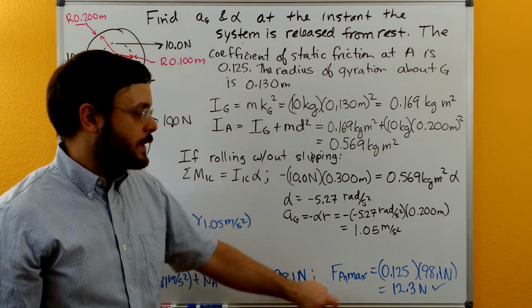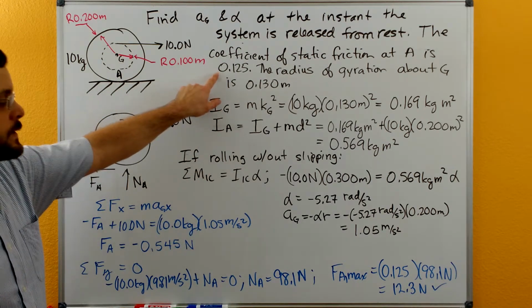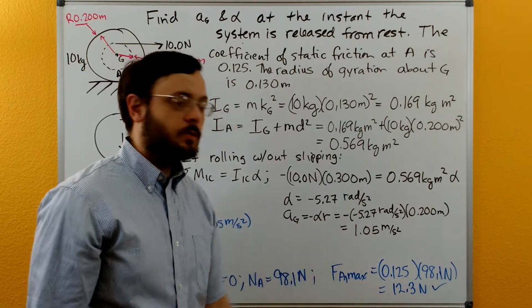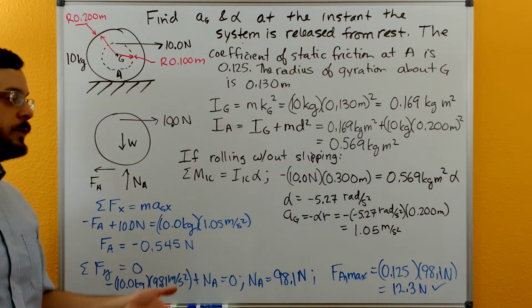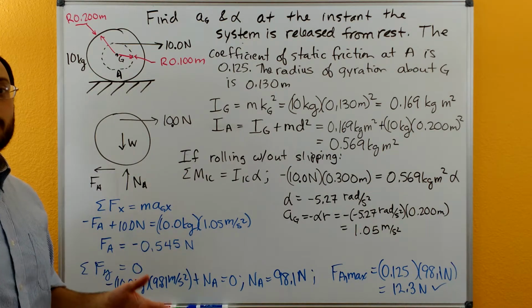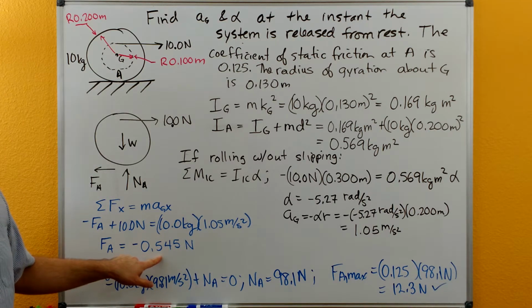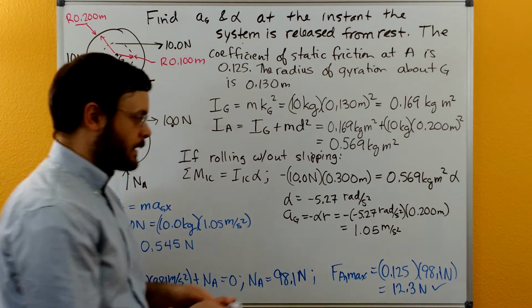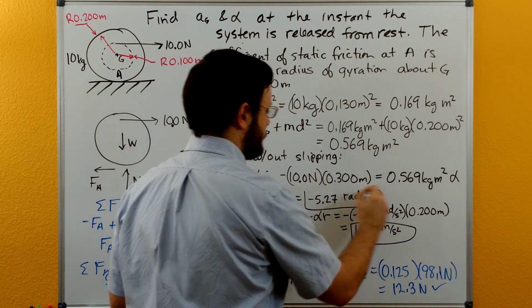And then we just need to check and see what our maximum frictional force is. So that's going to be our coefficient of static friction times our 98.1, and that gives us a 12.3. So as long as we don't exceed positive 12.3 or negative 12.3 on either side, we're okay. We're in that rolling without slipping regime, and sure enough, we're within those limits. So it was rolling without slipping, and so now these are our two final answers.